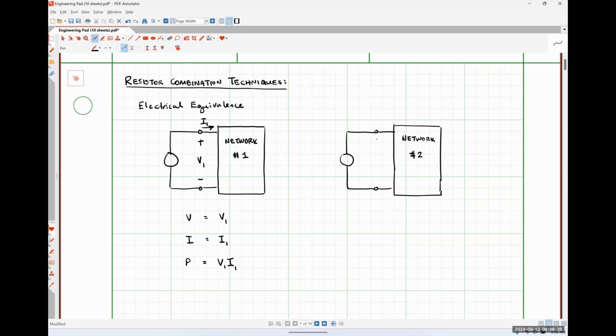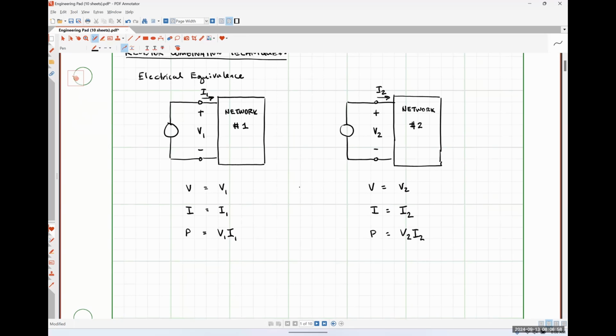And similarly, when I'm looking at network two, I might measure a voltage drop across its terminals V2 and a current flowing into its terminals I2 such that the voltage drop across this network is V2, the current flowing through this network is I2, and the power absorbed by this network is V2 times I2.